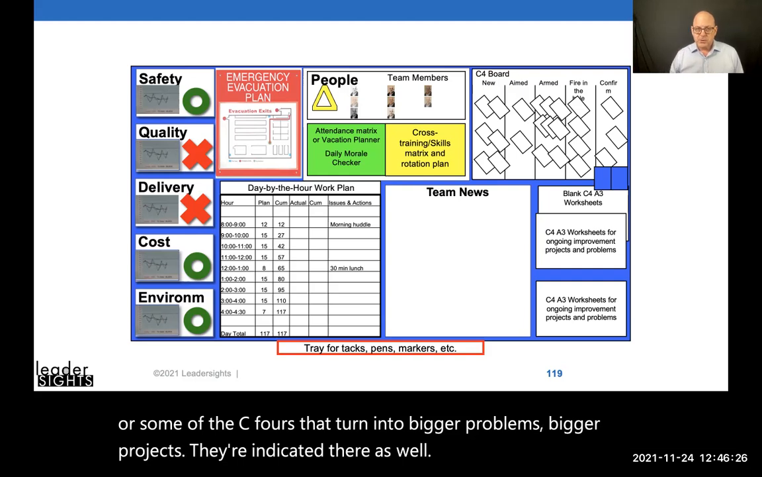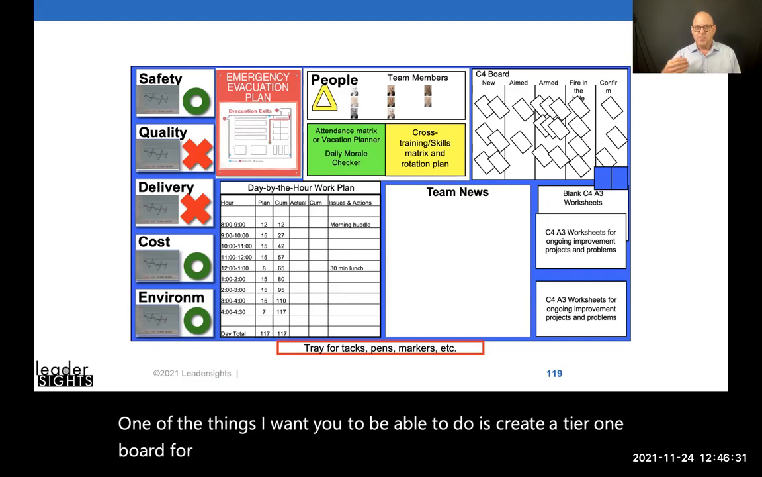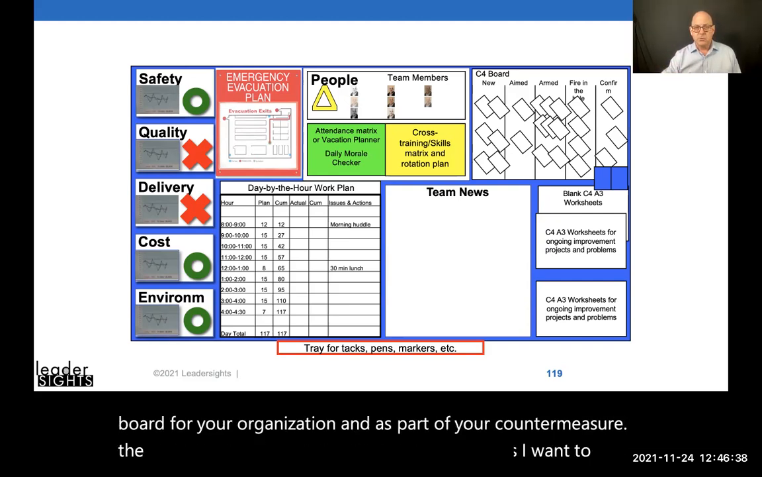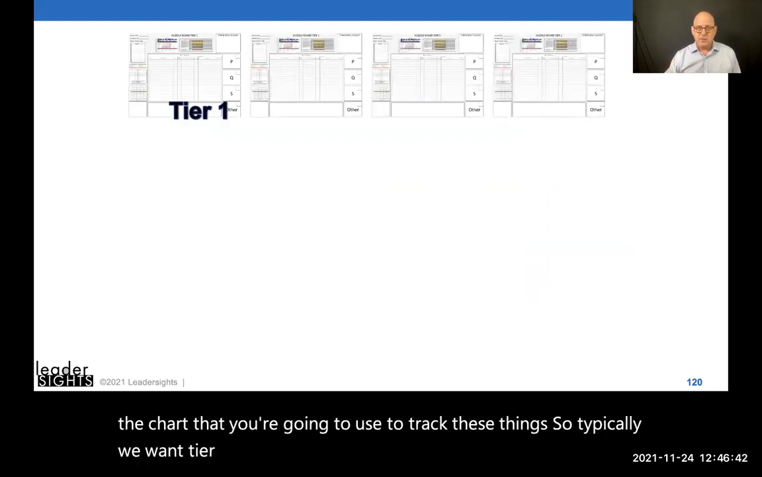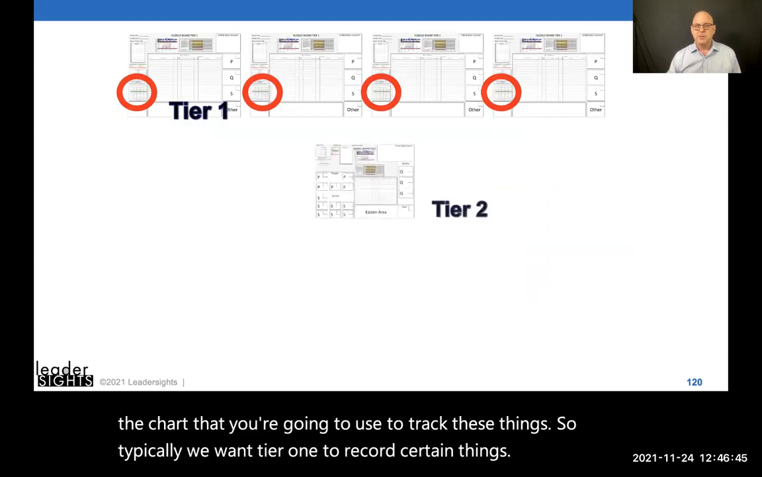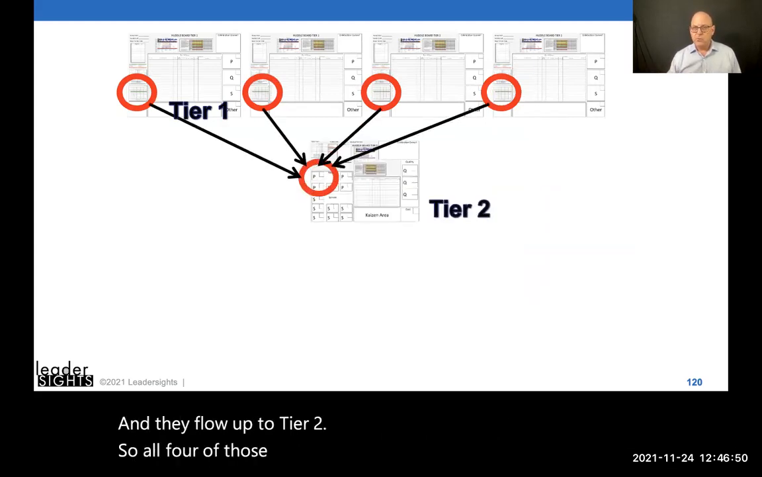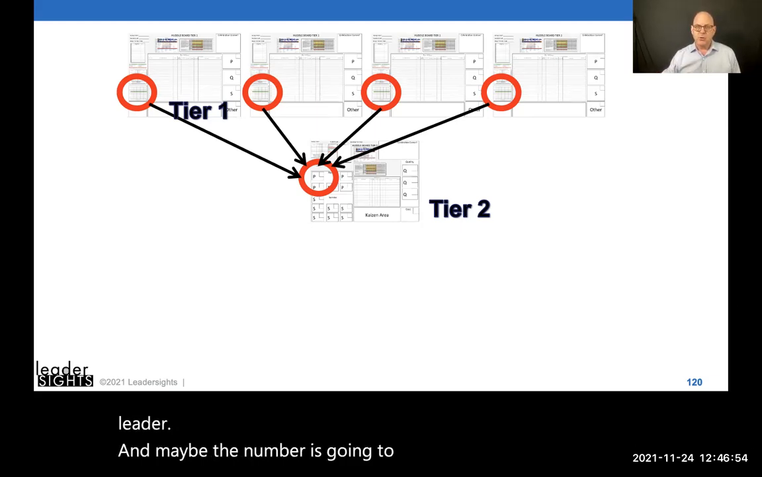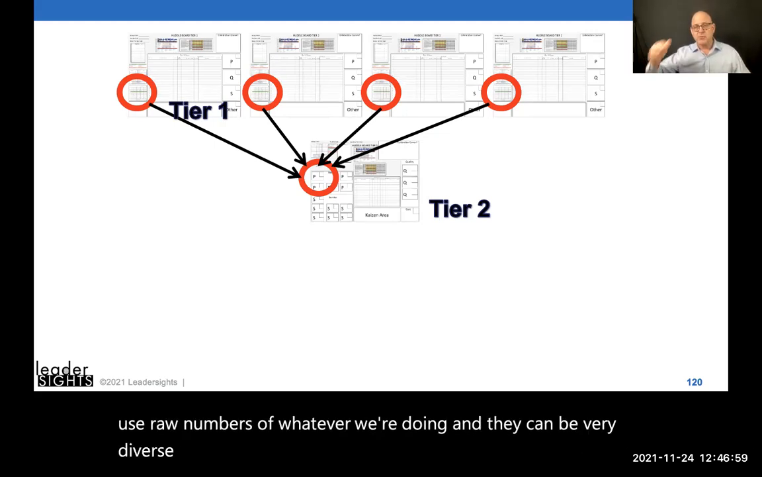One of the things I want you to be able to do is create a tier 1 board for your organization. And as part of your countermeasure, when you decide how you're going to track things, I want to see the chart that you're going to use to track these things. So typically we want tier 1 to record certain things, and they flow up to tier 2. So all of those from the teams go up to maybe a department leader, and maybe the number is going to change. Maybe the team will use raw numbers of whatever we're doing. And they can be very diverse teams doing all kinds of different things.